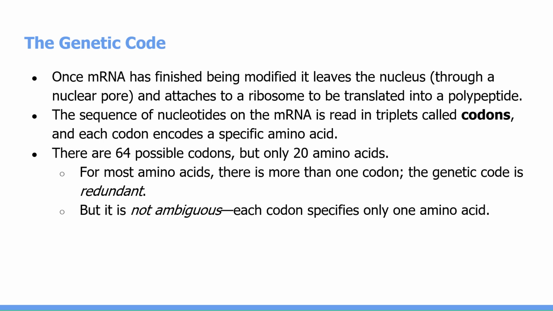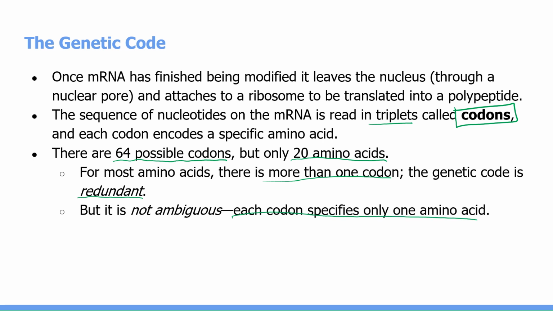So right now, the mRNA has sequences of nucleotides that call for a specific amino acid. These codes are read in triplets. Again, as mentioned before, codons. They're three nucleotides in a row, and they call for specific amino acids. There are a total of 64 possible codons, but only 20 amino acids. So obviously, these codons will call for the same amino acids some of the time. For most amino acids, there's more than one codon, and the genetic code is considered to be redundant. But it's not ambiguous because each codon specifies only one amino acid.